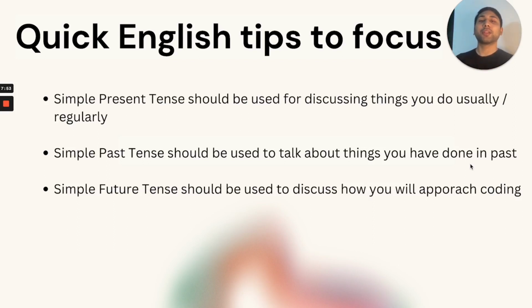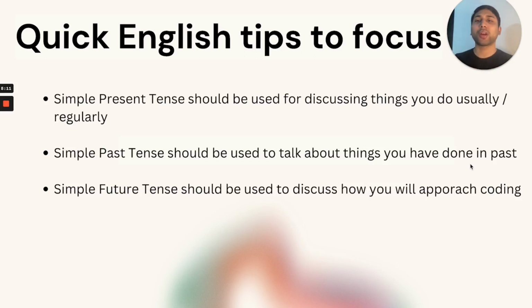But there's a difference between making blunders and making mistakes. Making mistakes is okay, but making blunders is not okay. And that's why make sure you are using at least the simple present tense, simple past tense, and simple future tense correctly. I'll not go into the details.